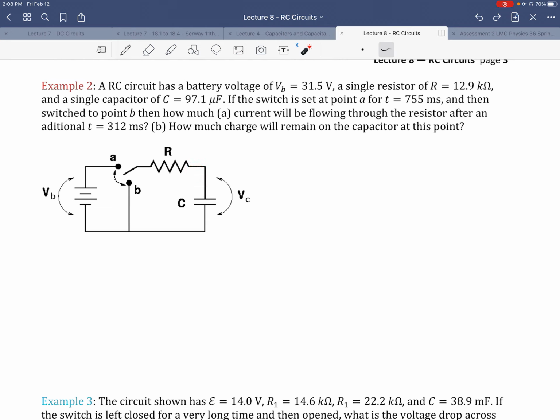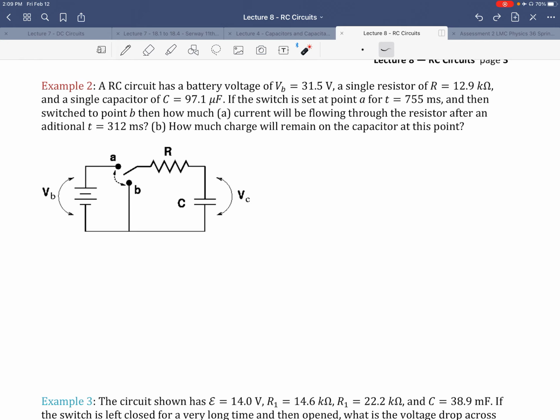Okay, so example 2. An RC circuit has a battery voltage of 31.5 volts, a single resistor of 12.9 kilohms, so 12.9 thousand ohms, and a single capacitor of 97 microfarads. If the switch is set at point A for 755 milliseconds, and then switched to point B, then how much current will be flowing through the resistor after an additional 312 milliseconds?